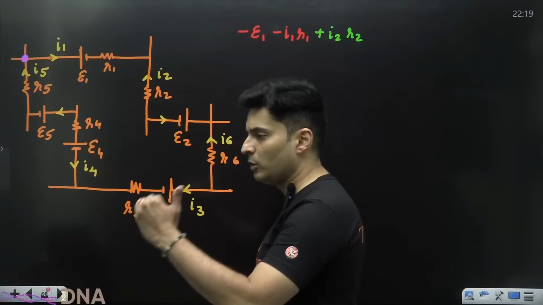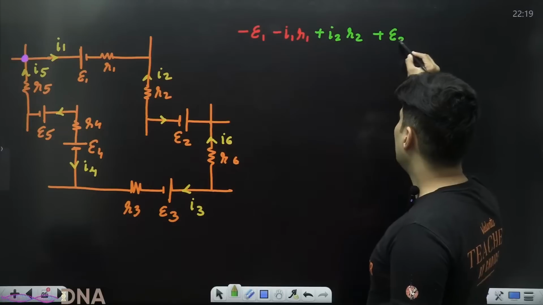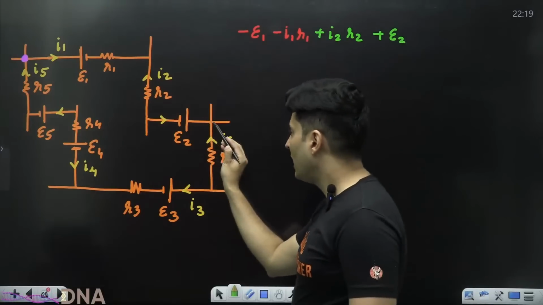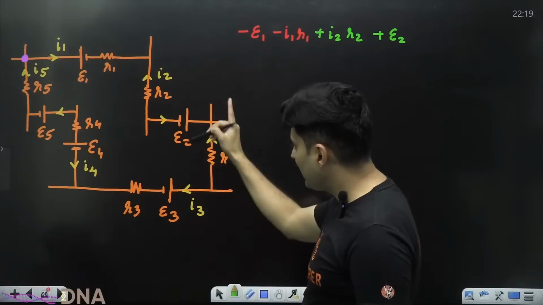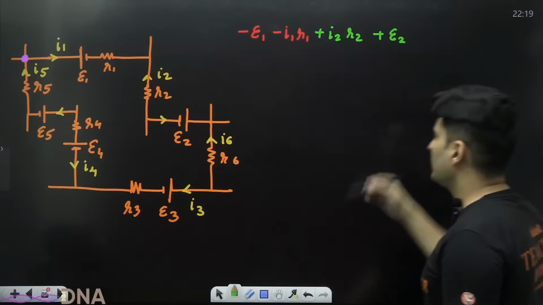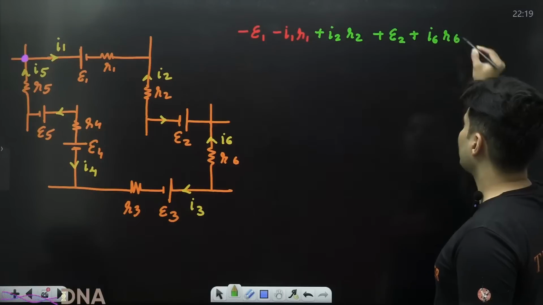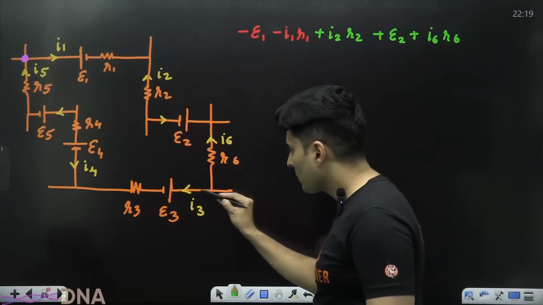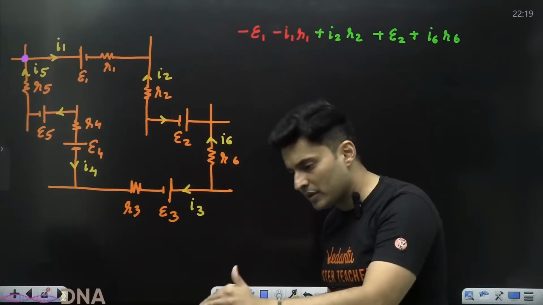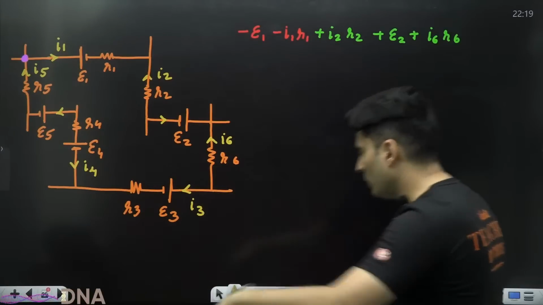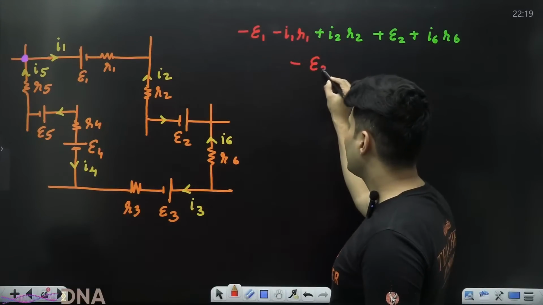I reach here, I go across this battery. Negative to positive, low to high. It's a jump. So again, it should be plus E2. I reach here. I see I'm going through this resistor, but I'm going against the direction of the current. So when I go against the direction of the current in a resistor, it is plus. So plus I6 R6. I reach here. I go in this battery. I'm going from positive to negative. High, positive, low, negative. I'm going down. So hence, it should be basically minus E3.